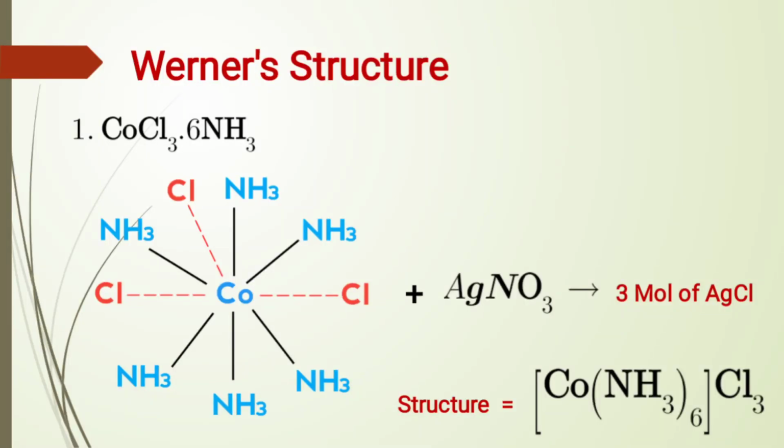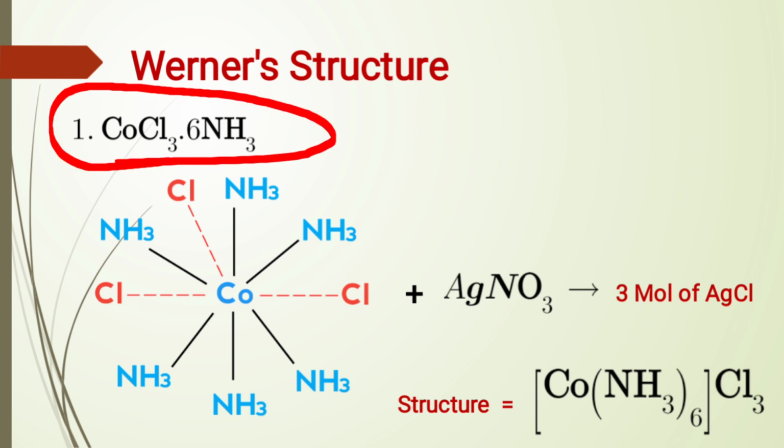Kindly draw the Werner structure for this compound. We have CoCl3.6NH3. So the first thing to do is to draw the central metal atom, which is cobalt, right?